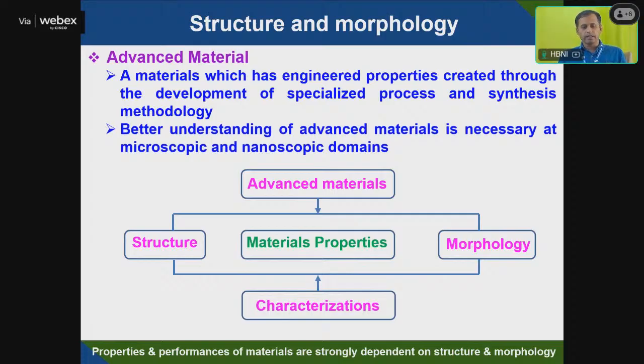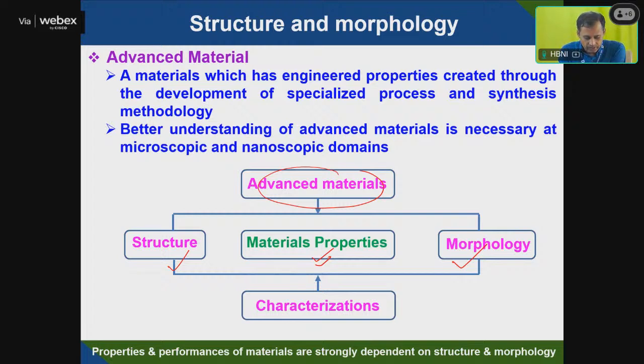If you see any advanced material, these materials mainly have some engineered properties. You have to create those properties by using specialized processes and synthesis methods. When you go for the application of these materials, you need mainly two things: one is your structure, another is your morphology. The structure has to suit your application, as well as the morphology. The properties of that engineered material will depend upon the structure as well as the morphology.